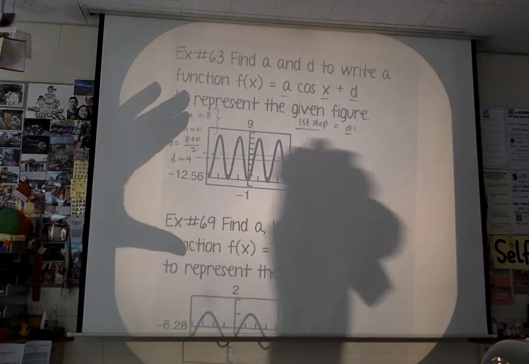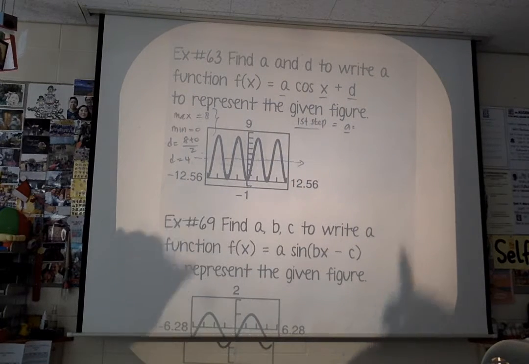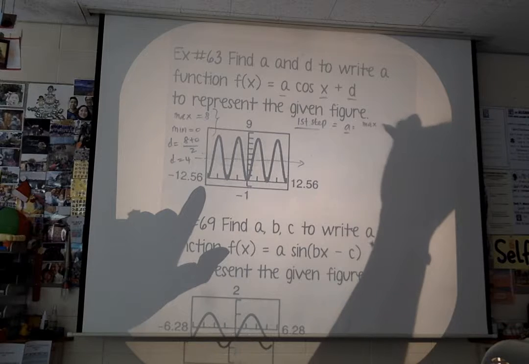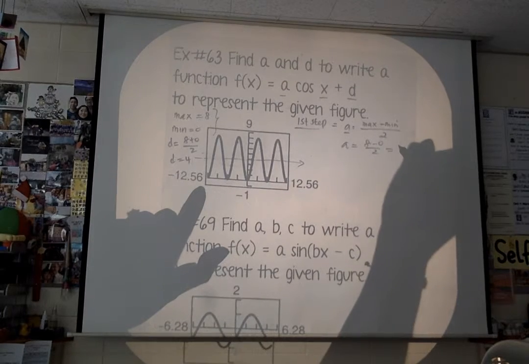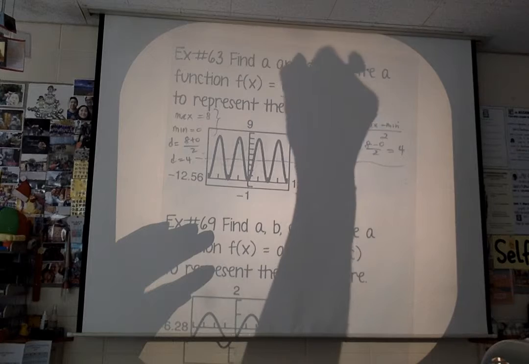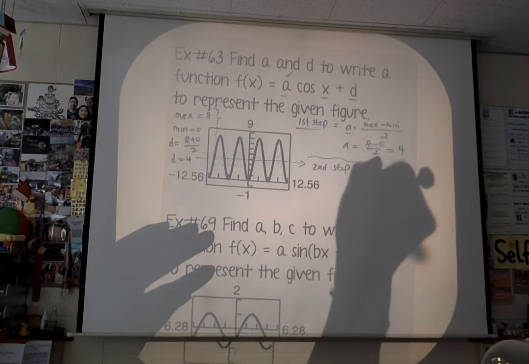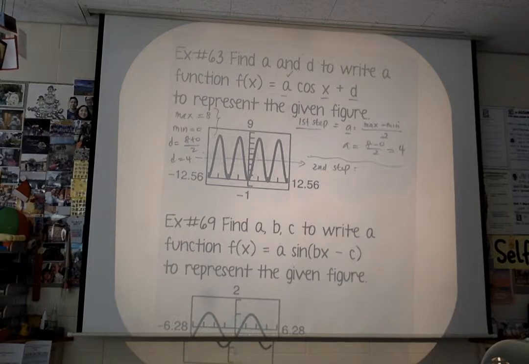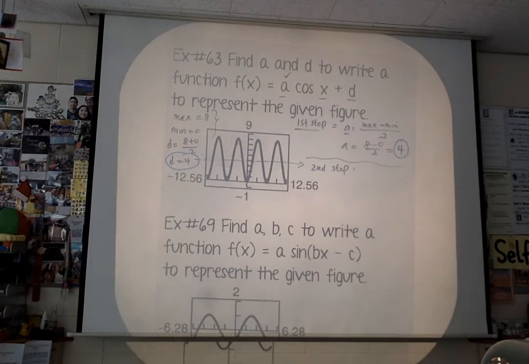Doesn't that make sense? Because now we can count the amplitude too. You can count it if you like, but you don't have to. You can do max minus min over 2 to get the amplitude, which is 8 minus 0 over 2, which is 4. So our amplitude is 4. Okay? So we already got our A. Let's do our second step, which is, we found D already too, right? So we actually found D already too, sorry. Okay, we don't have to do it in any order, okay?